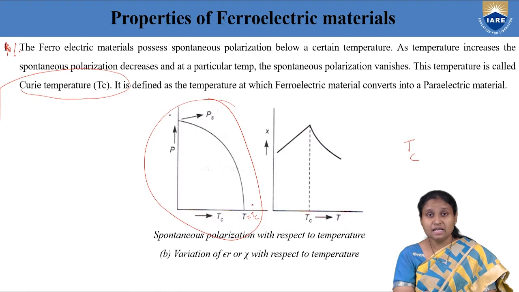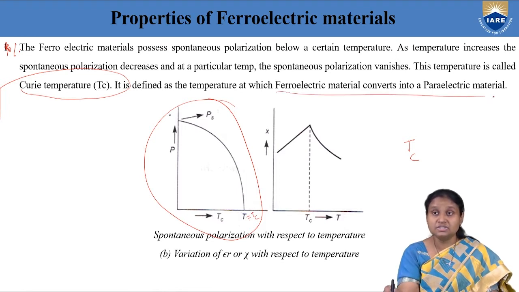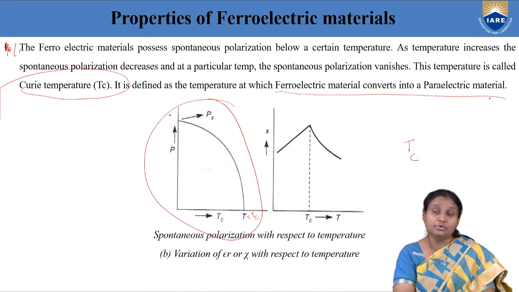Then what exactly is happening above Tc? Above Tc, what we observe is a transition of the material from ferroelectric to paraelectric. So how do we define this Curie temperature Tc? Tc is defined as the temperature at which a ferroelectric material gets converted to a paraelectric material.